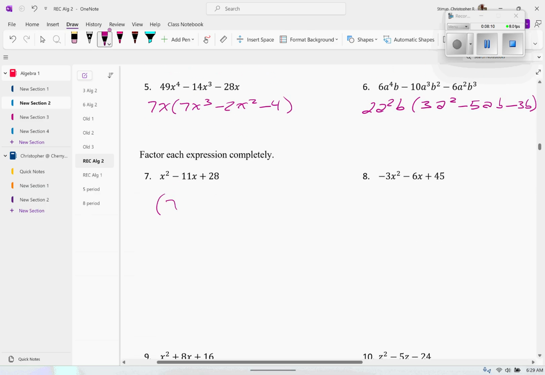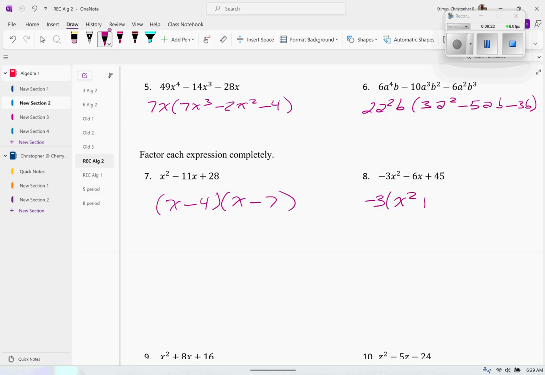Let's factor these completely. What two numbers multiply together to give me -28, add to give me -11, and that's -4 and -7. On this particular problem, I can factor a -3 out first. That's going to leave me x squared plus 2x minus 15. And so then the -3 comes down. Create your parentheses. What two numbers multiply to give you -15, add to give you +2? I'm going to go +5 and -3, and there's your answer.